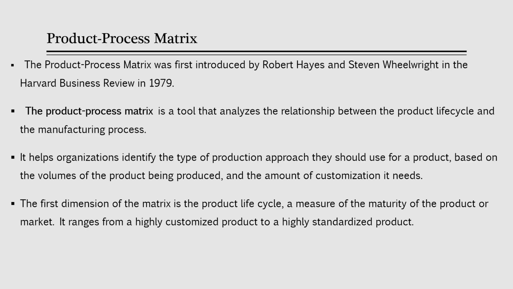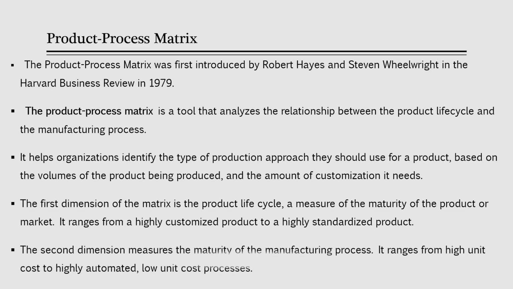The first dimension of the matrix is the product life cycle. It measures the maturity of the product or market. It ranges from highly customized product to highly standardized product. The second dimension measures the maturity of the manufacturing process and it ranges from high unit cost to highly automated or low unit cost processes.